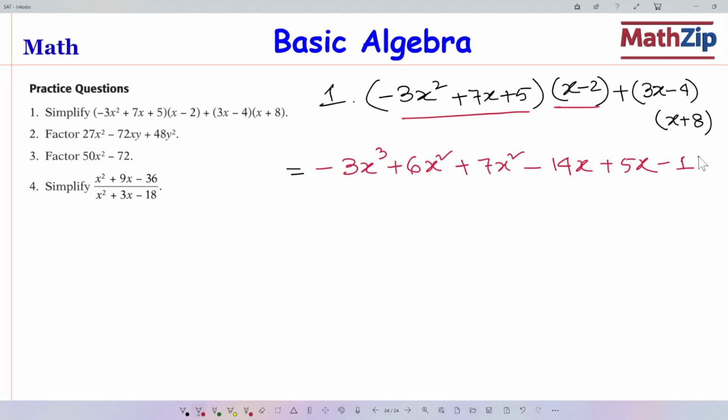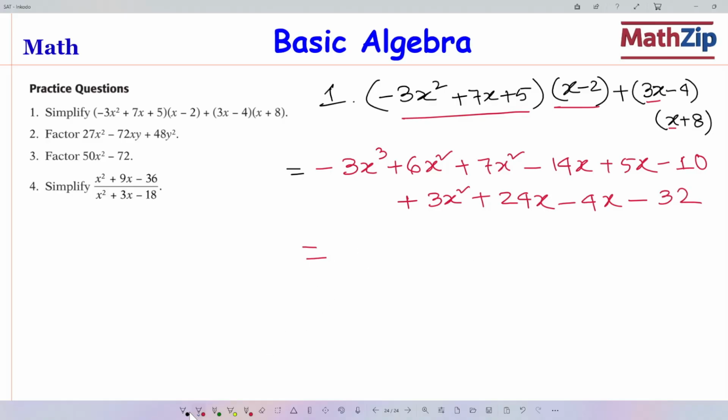times 2 is 10, plus 3x times x, it will be 3x², plus 3 times 8, 24x, then minus 4x, then minus and plus, it will be minus 4 times 8, it will be 32.